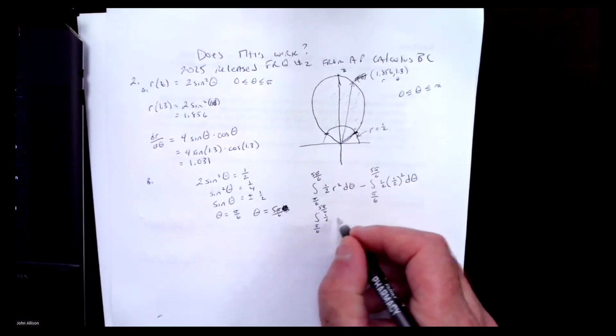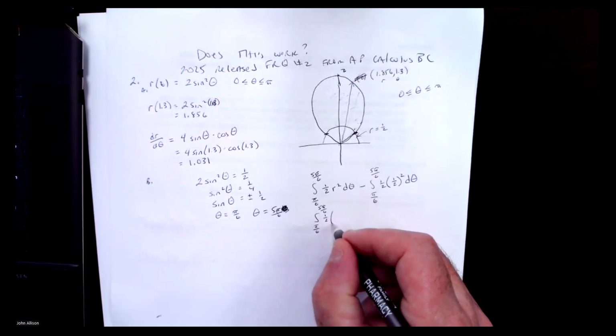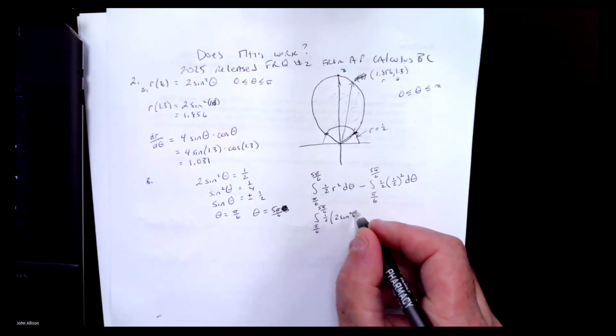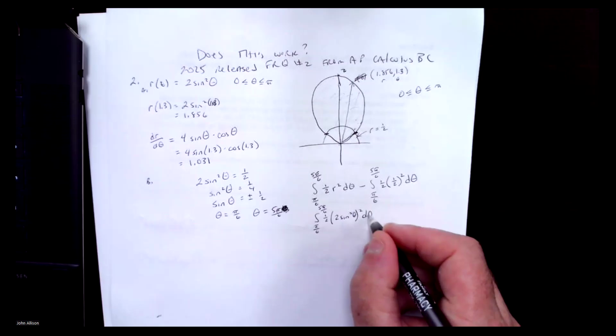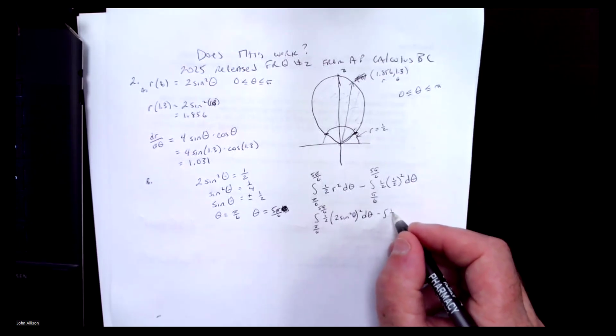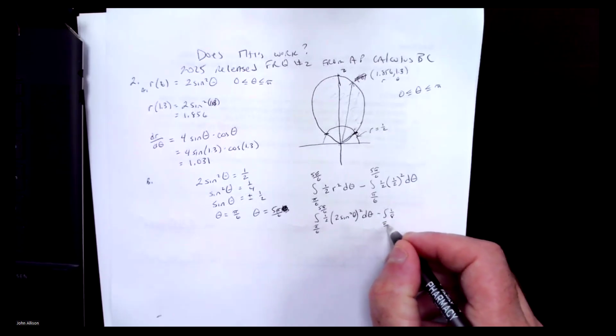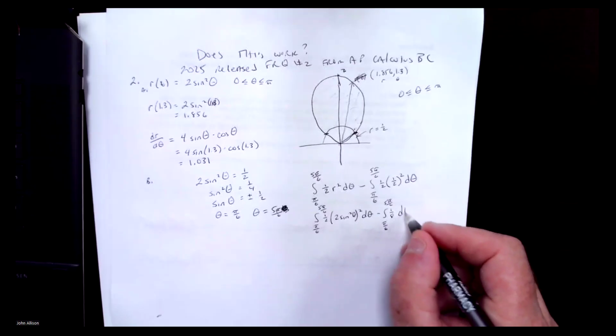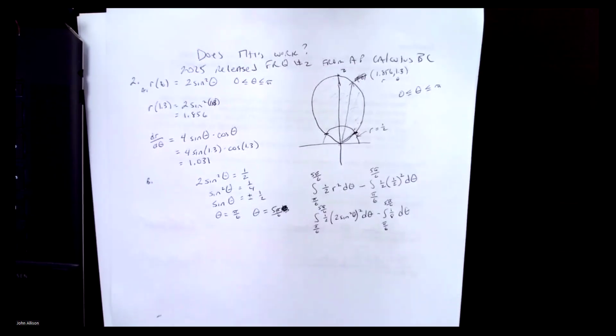I'm going to do 1/2. This is going to be 2 times sine squared theta, all squared d theta, minus, go ahead and make this 1/8. How about that? Pi over 6, 5 pi over 6, d theta. So we'll put that in the calculator and do math.